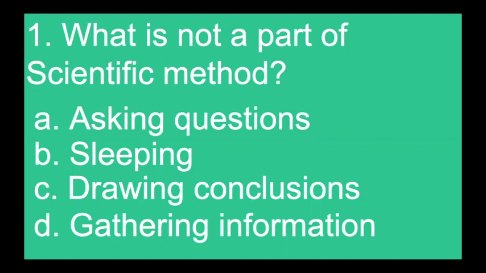B, C, or D. Okay, this is it. You don't need to write anything. Just the letter and number. Okay, number and letter. One, and choose the answer. What is not a part of the scientific method? Asking questions, sleeping, drawing conclusions, gathering information. What do you think? Choose one and write it down. Okay, you can pause the video, you can find the answers if you don't know and answer this question, all right?